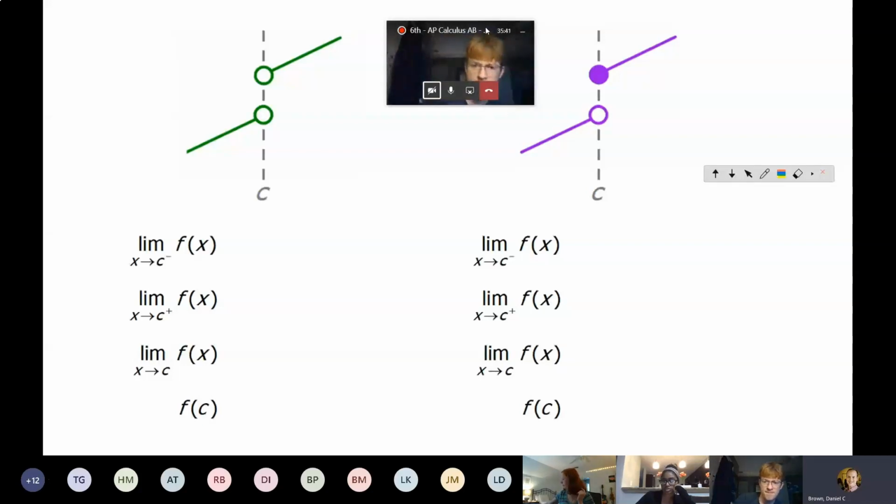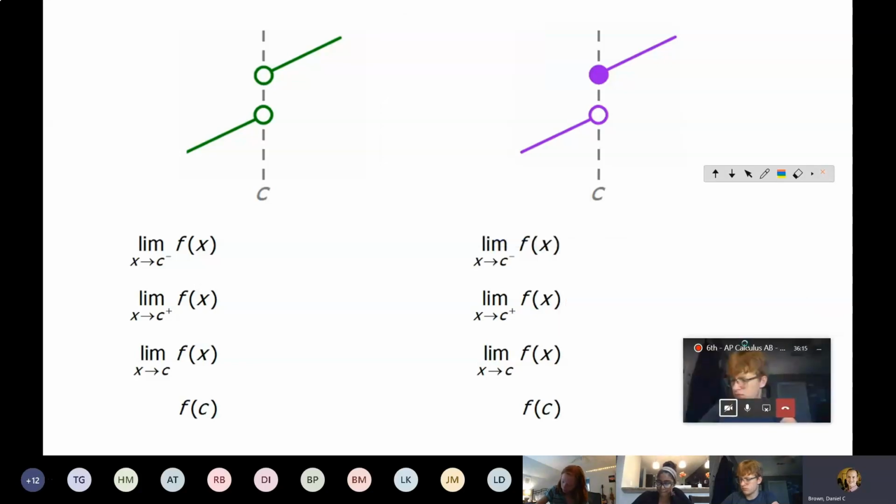I have a green graph that's a piecewise with a jump and 2 open circles. And then I have a piecewise in purple with an open and a closed circle. And I just want you to think to yourself, does it exist from the left? Does it exist from the right? Does it exist overall? And does the value of the function exist? And then you can kind of expand that and think, well, is the value equal to the limit? But go ahead and determine whether each of those 8 things exist or don't exist for the 2 graphs. And I'll give you a moment to try that out first.